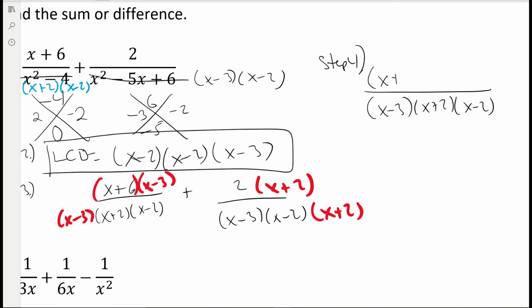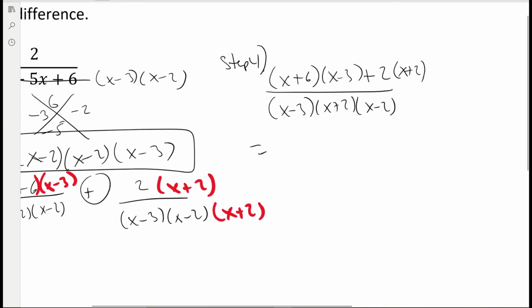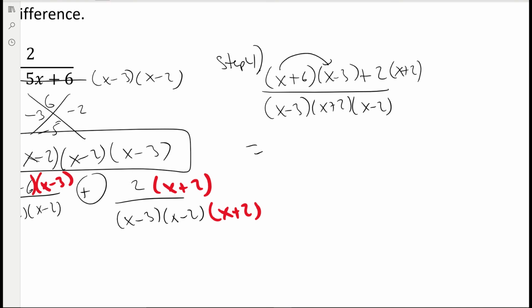On the numerator, we have x plus 6, x minus 3, then we have plus the second numerator. So then we're going to simplify. We got a FOIL here that we'll have to do. First, x times x is x squared. Outer, x times negative 3 is negative 3x. And we got an inner, 6 times x is 6x. And then a last, 6 times negative 3 is negative 18.